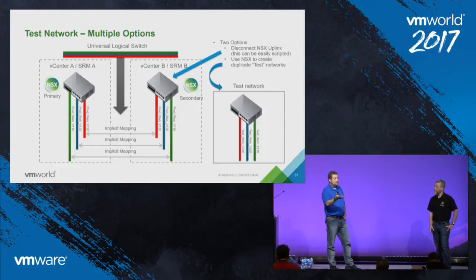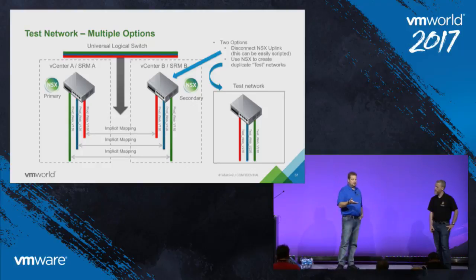SRM can go out, talk to the NSX manager, create this networking in the background, create the uplinks for you. That way when you do bring up this environment or a piece of this environment, you're able to test it and then clean it up and have good data center hygiene.